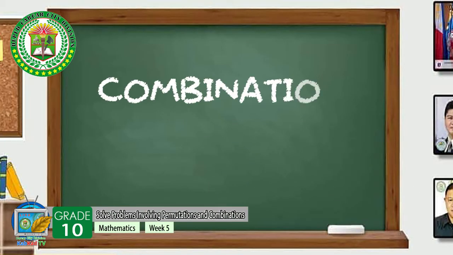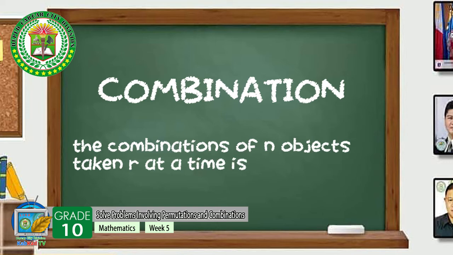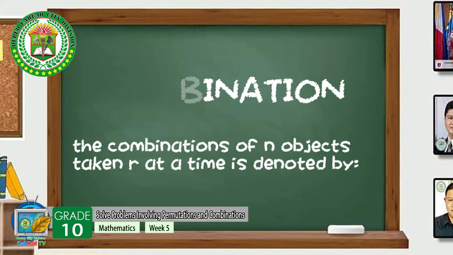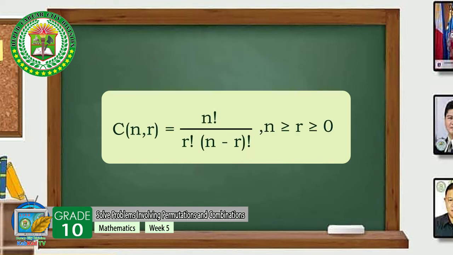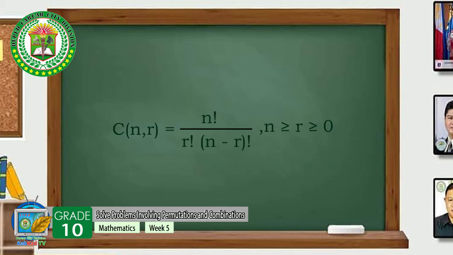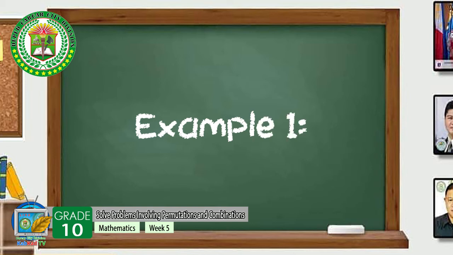Combination. The combinations of n objects taken r at a time is denoted by C of n of r is equal to n factorial all over r factorial times the quantity of n minus r factorial, such that n must be greater than or equal to r and r must be greater than or equal to 0. Example number 1.